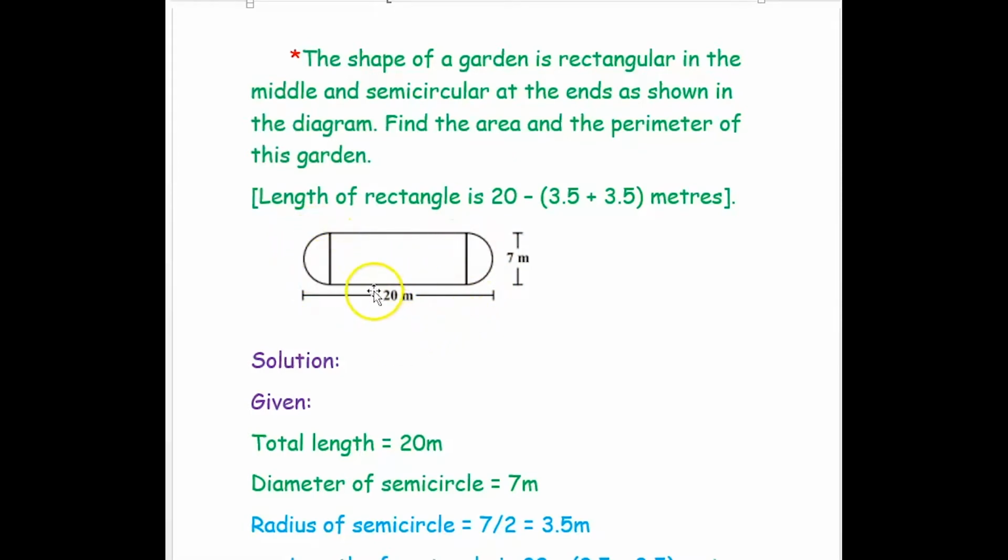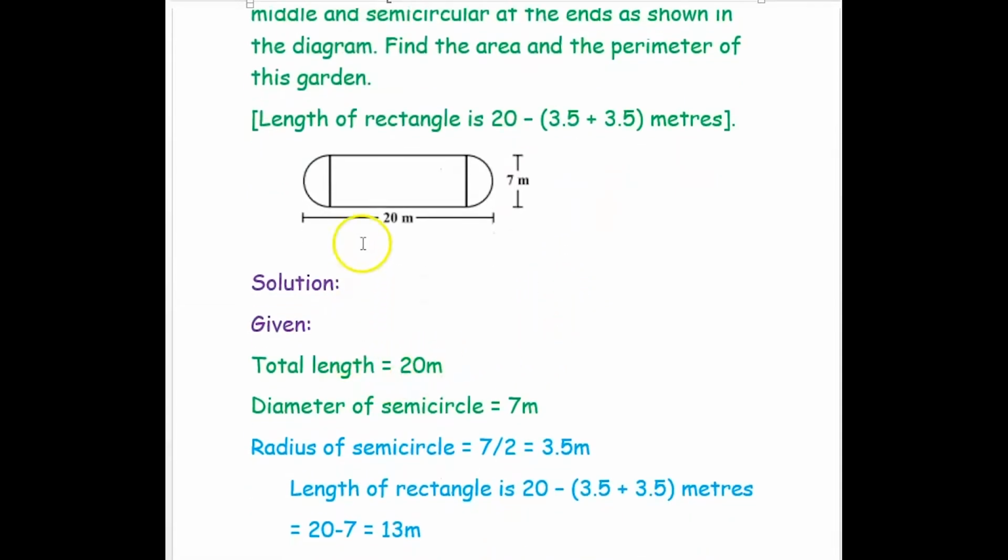Now, they have also given the length of the rectangle as 20 minus 3.5 minus 3.5 meters. So what's given? The total length is 20 meters. Now the diameter of this semicircle is 7 meters, so we can find the radius of the semicircle. We know that radius is half of the diameter. So 7 divided by 2 is 3.5 meter.